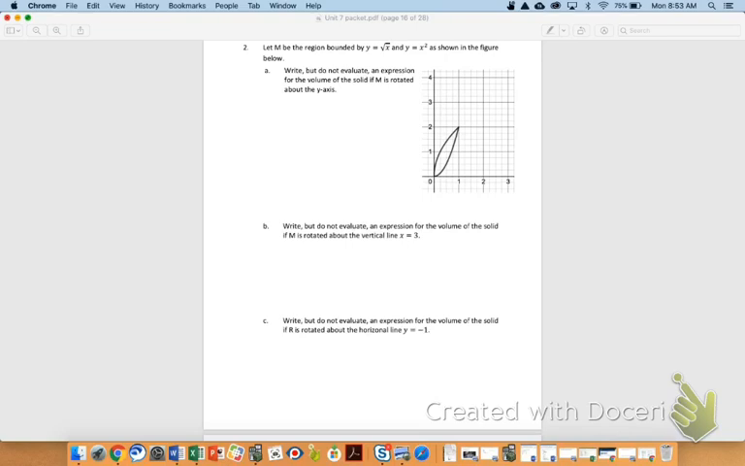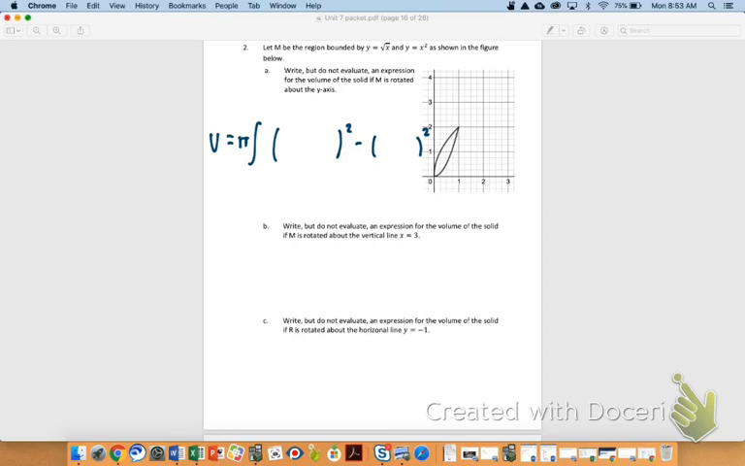Anybody want to volunteer an answer for A, which is rotating M around the y-axis? Okay, let's start here. Is it going to be a disk method or a washer method? Right, is it going to be a bowl or a hole? It's going to be a bowl. Yep, okay. So it'd be V equals pi integral big radius squared minus little radius squared.